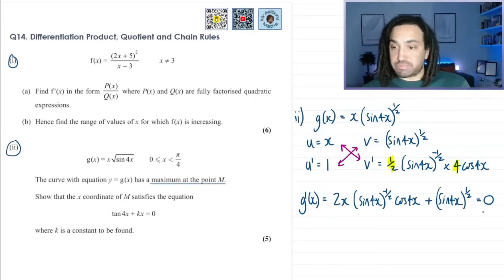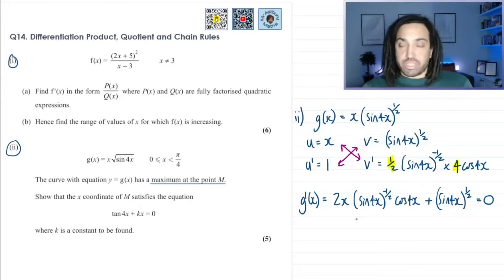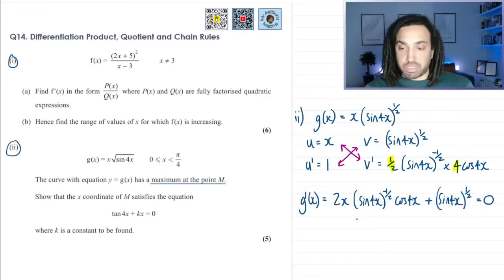Okay, perfect. Now, we have sine 4x to the minus 1/2 here, so that would be on the denominator, which means that sine of 4x can't equal 0, because then we'd have zero on the denominator. So sine of 4x equals 0 is not a solution. So we can multiply through by sine of 4x to the power of 1/2, and it'll be absolutely fine.